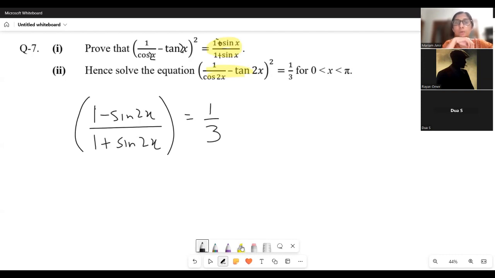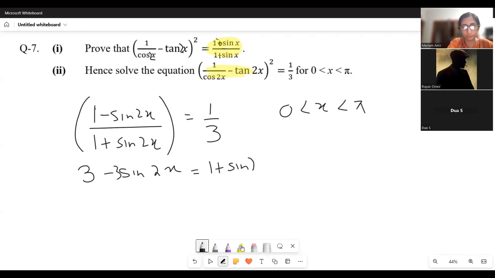Now, we're going to solve this the typical way. X is between 0 to pi. However, the x we have in the argument of sine is 2x, so we'll have to do a bit of adjustment before we proceed. 3 minus 3 sine 2x equals 1 plus sine 2x. So we get 4 sine 2x equals 2. So I'm getting half sine 2x.